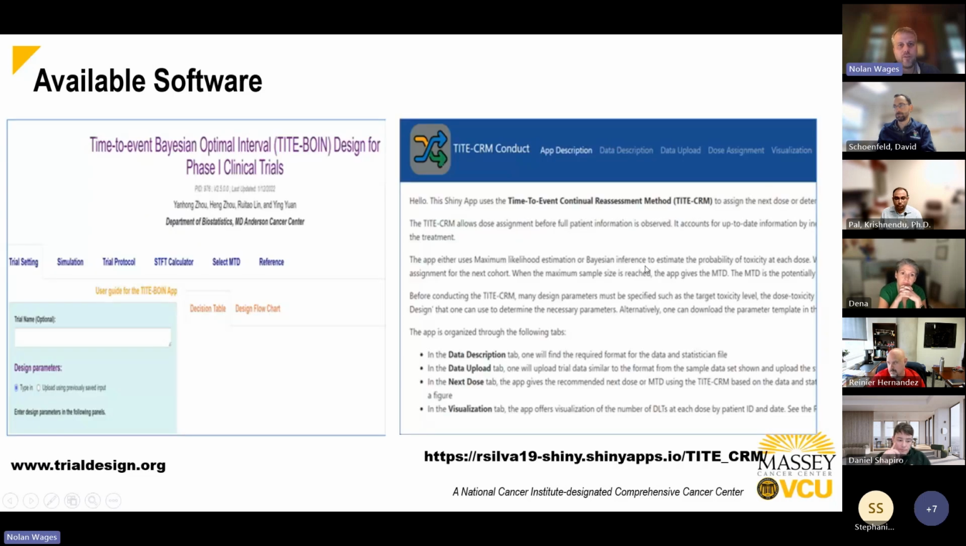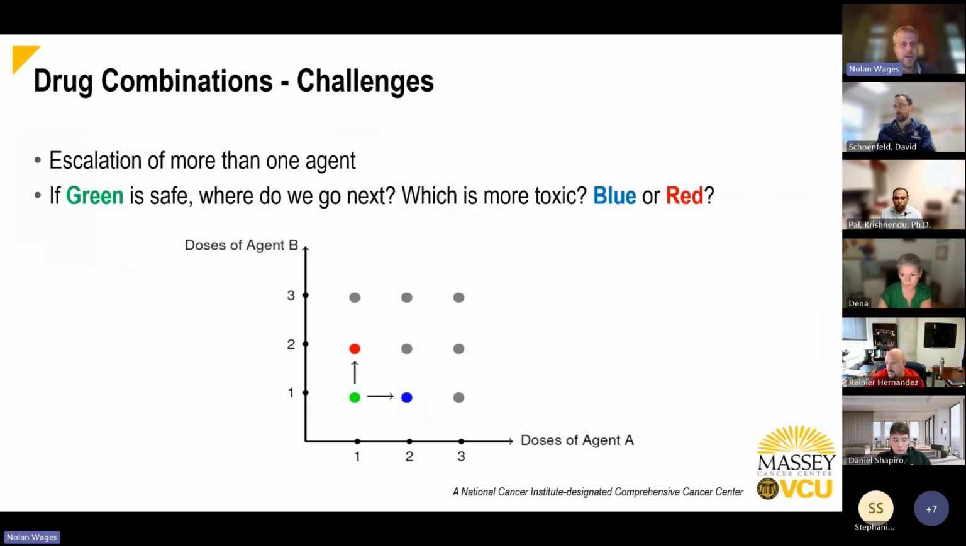And there's software for these extensions, time to event BOIN at trialdesign.org. There's a TITE CRM web app at this address that's located on the slide. And so again, these software applications are facilitating more use of these novel designs because of the ease of use and the efficiency to be able to implement these types of designs.